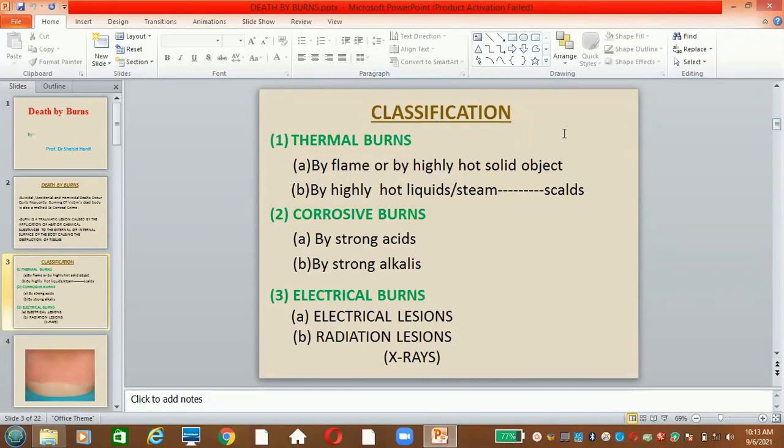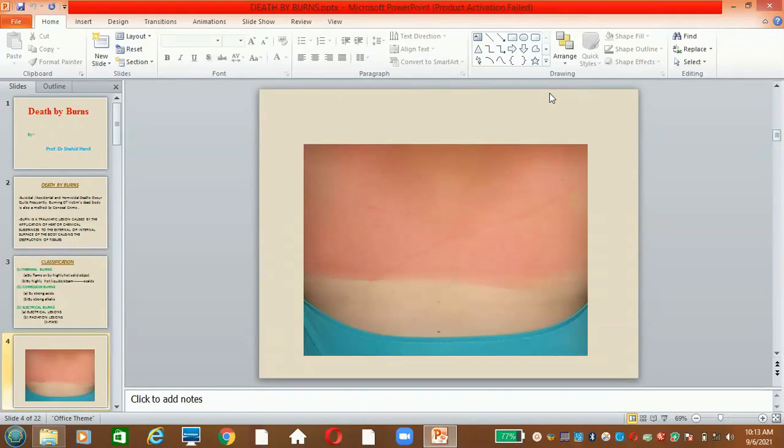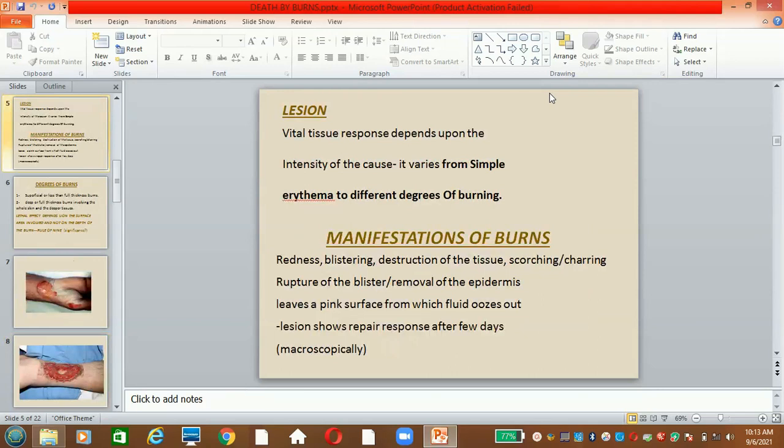Third type is electrical burns, electrical lesions, caused by electrocution and also by lightning. The fourth type is radiation burns, caused due to X-rays and other ultraviolet rays. This picture shows a sunburn due to ultraviolet rays.